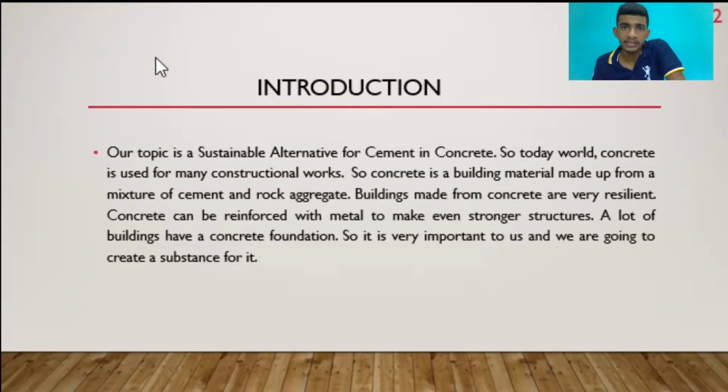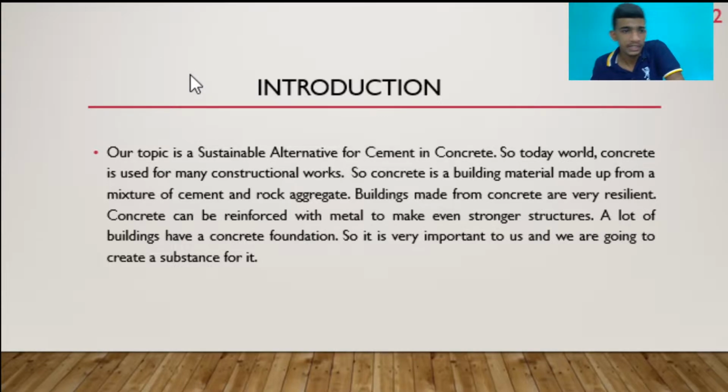Our topic is sustainable alternative for cement in concrete. As you all know, concrete is a building material which is used for many constructional works. Concrete is made up from a mixture of cement and rock aggregate. Most of buildings have a concrete foundation and those buildings are very resilient.